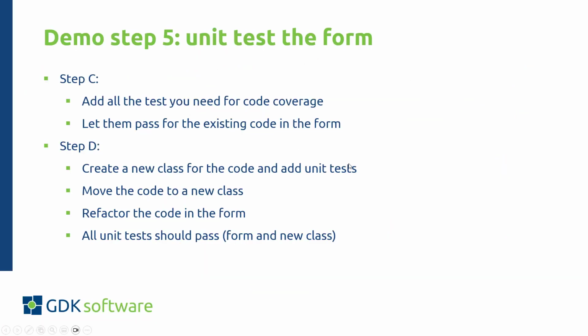At this point, we are sure the existing code is covered. Tests are running, so once I start refactoring and moving out pieces to a new class or new structure, I can test if the form logic will work as it did before. So now I can create a new class for the code I want to have, add unit tests for this class, and move or refactor code. I can do everything, and the tests for the new class and the form should be running as well.